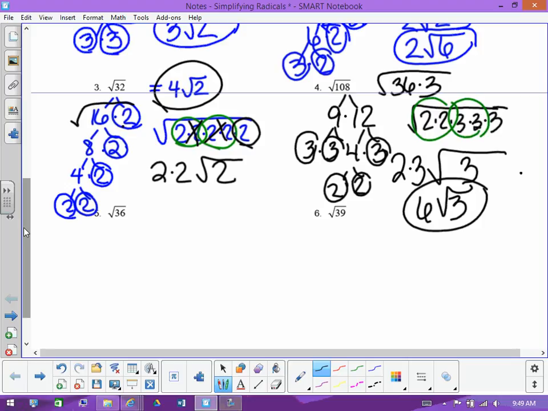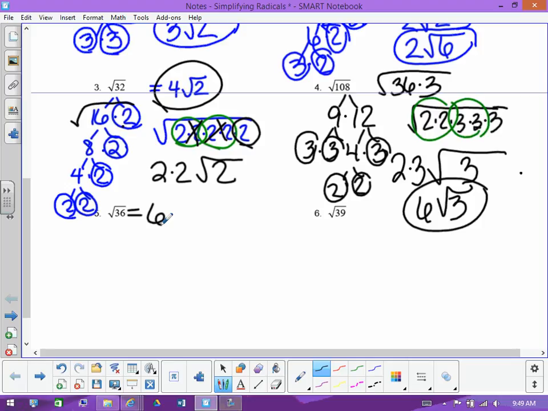Is 36 on this list? Yes. What's the square root of 36? 4. Wait, no. 6. Square root means what multiplies by itself to get that number. So the square root of 36 is simply 6. You're done.